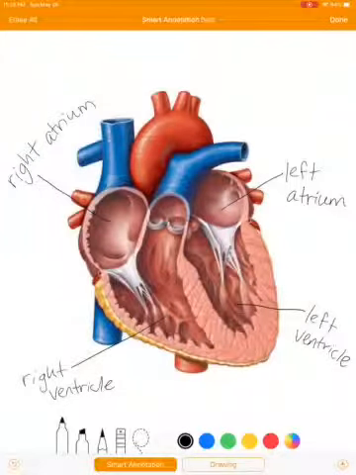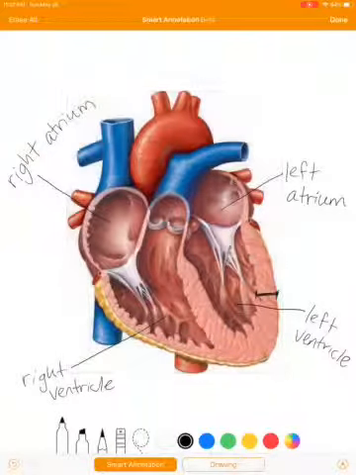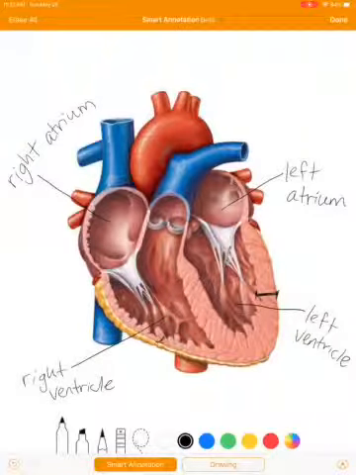Now just a helpful hint whenever you're looking at a heart, whether it be a picture or an actual dissected heart, one way that you can tell the left side from the right side is if you look at the ventricles. Okay, the left ventricle always has a much thicker myocardial wall. This muscle wall here is always a lot thicker in the left ventricle than it is in the right ventricle. You can see it's pretty thin here.